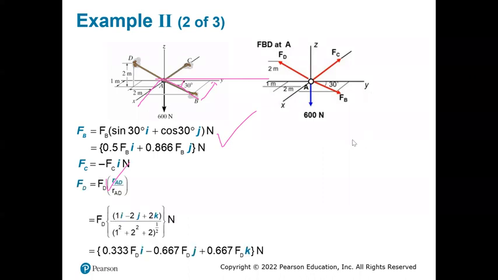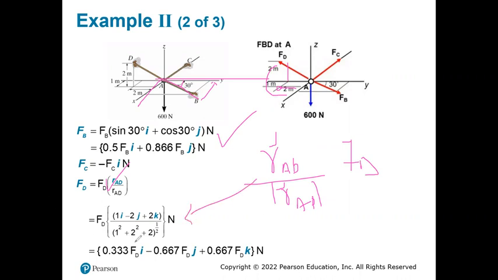And let's look into FD. FD is a little bit different because here we have to get the position vector, since the position of FD is given, let's say 1 in the X, 2 in the Y, and 2 in the Z. So if I get the position vector of AD, then I have to get the unit vector to get the force. My force magnitude is FD, so you can directly use that here and get the FD components.